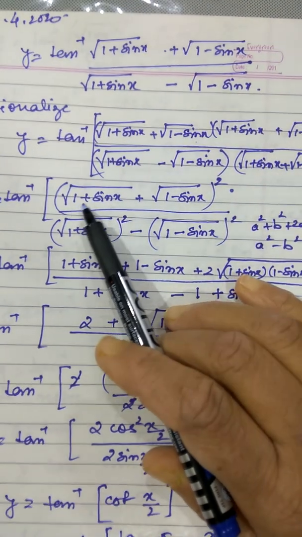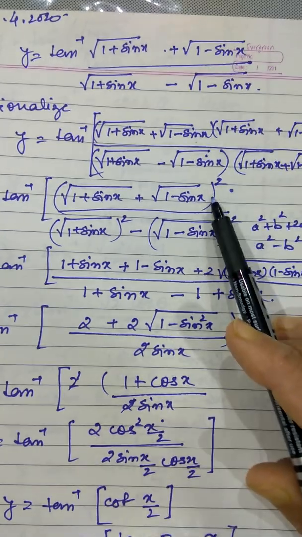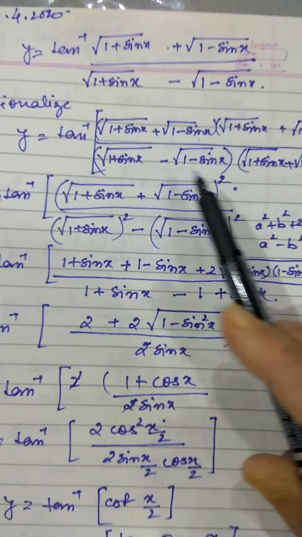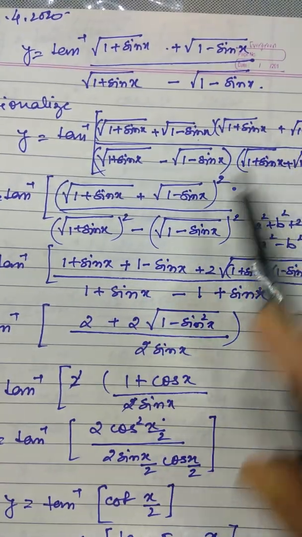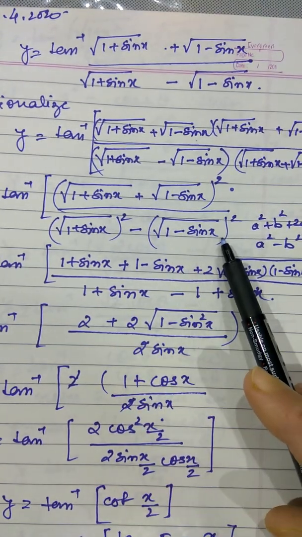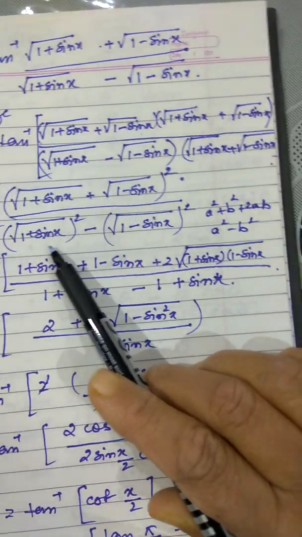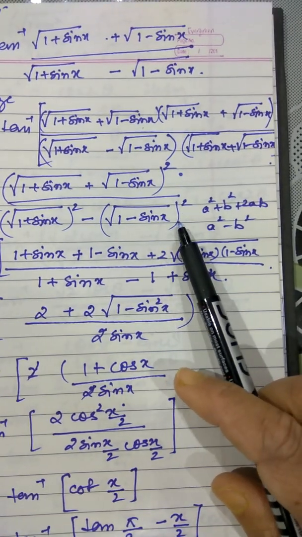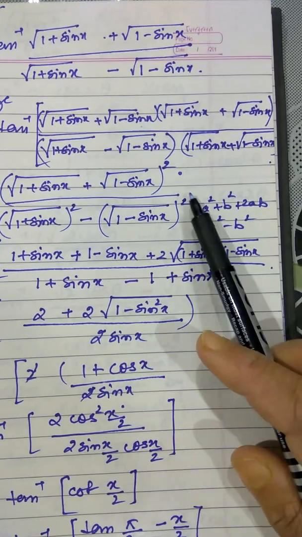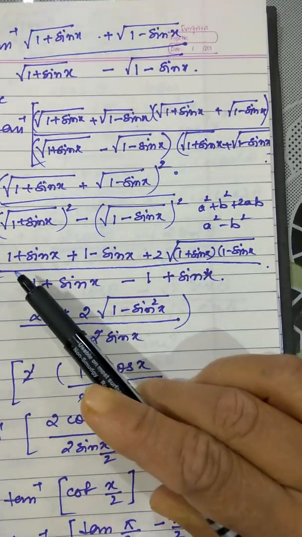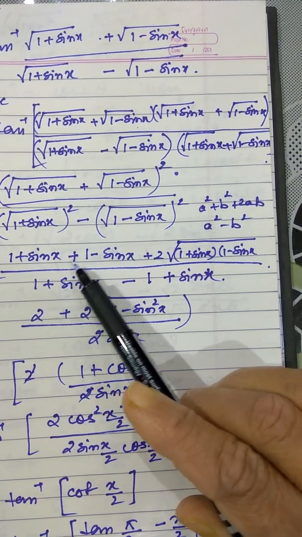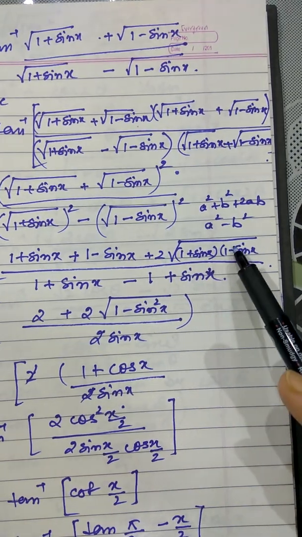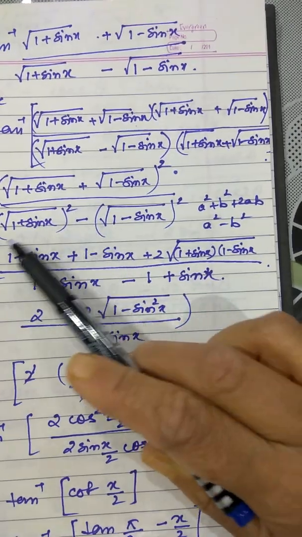So in the numerator, we are getting (root of 1 plus sin x plus root of 1 minus sin x) whole square. And here, a plus b into a minus b, so this is a square minus b square. That is (root of 1 plus sin x) whole square minus (root of 1 minus sin x) whole square. So in the numerator, this is whole square, so a square plus b square plus 2ab. And in the denominator, the square root sign is removed.